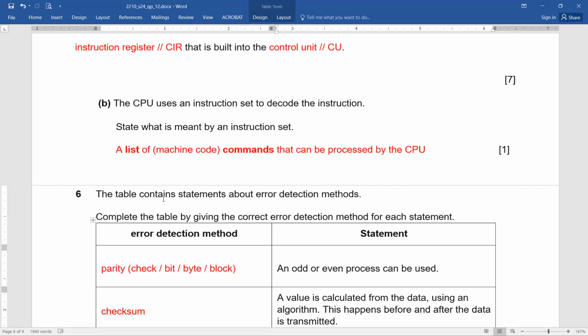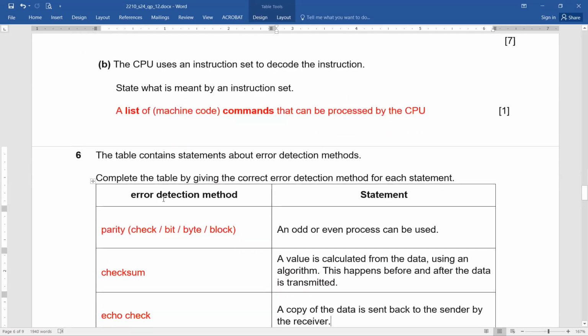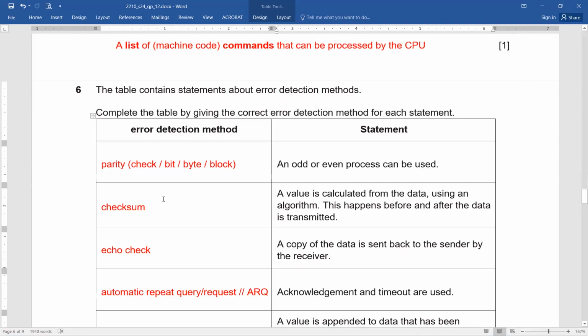The best thing to do is to write down the key things in your answer, and then you can recall what the right answer is and answer accordingly. A copy of the data is sent back to the sender by the receiver. A copy. It means it is echo check. Acknowledgement and timeout. It's ARQ. Isn't it easy? These are the two words that we have been concentrating on repeatedly. Acknowledgement and timeout.